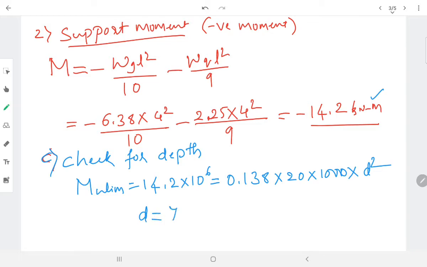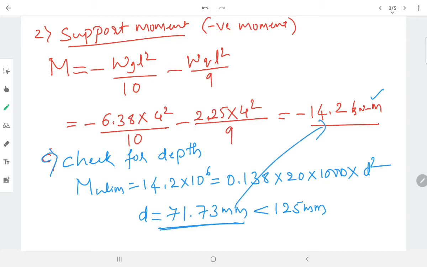So here we check the value of this D. If you calculate this, you will get 71.73 mm. Earlier we got a depth of 125, which is greater than this. So this depth is enough to carry this moment. That means whatever we have provided earlier is more than the required, so it is safe. Required depth is 71.73, but provided is 125. So it is safe. We can carry on with this depth for the further design. So the check for depth is over.